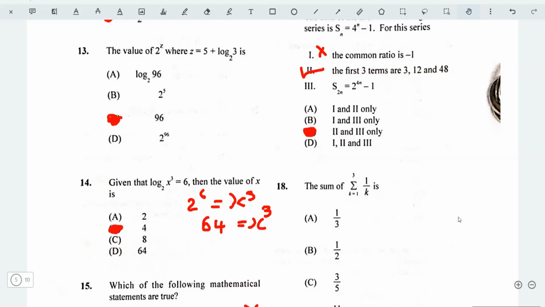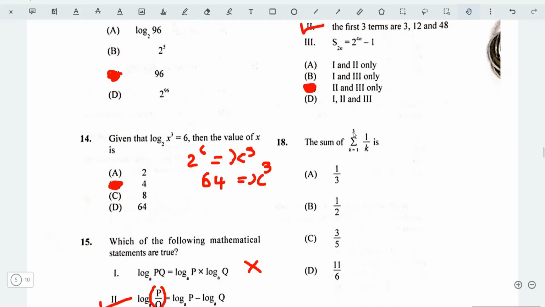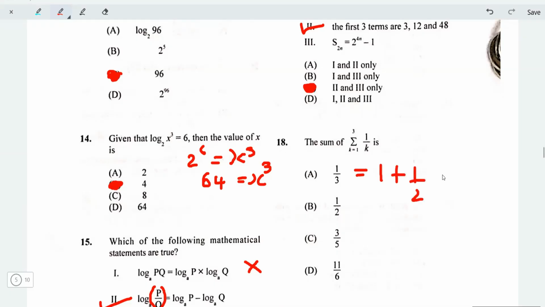All right, now let's look at question 18. Question 18 says find the sum from k equal 1 to 3 of 1 over k. This is just equal to plug in k as 1, you get 1, plus plug in k as 2, you get 1 over 2, plus plug in k as 3, you get 1 over 3. Then add them up. 1 plus a half is 1 and a half, plus 1 over 3.